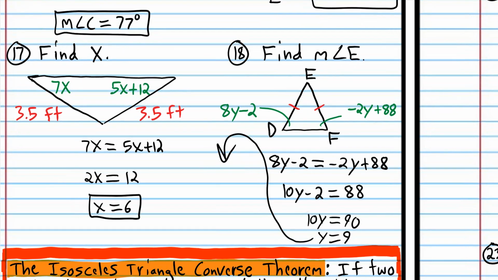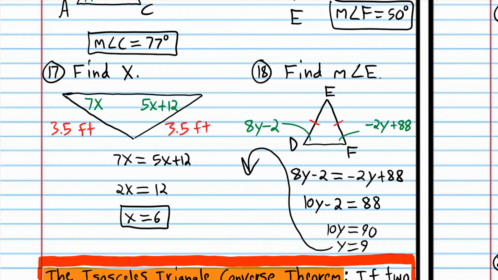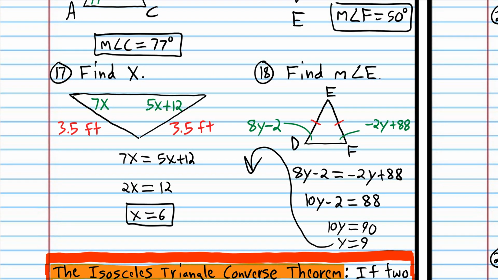Again, you're going to run out of room a lot when you're taking various courses and doing various tests. That's normal to run out of room. It happens all the time. So just use an arrow. And we want to find the measure of angle E.